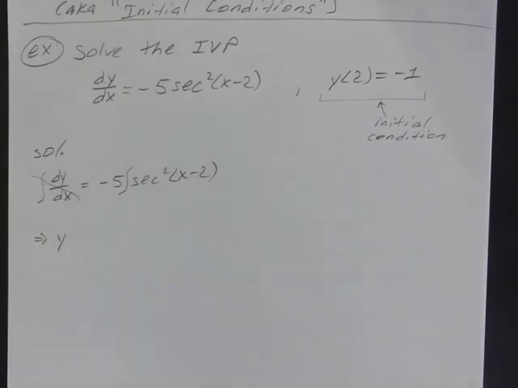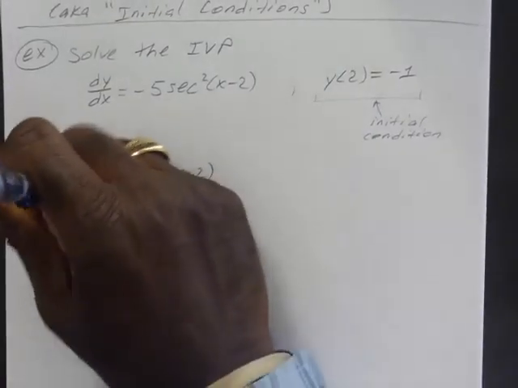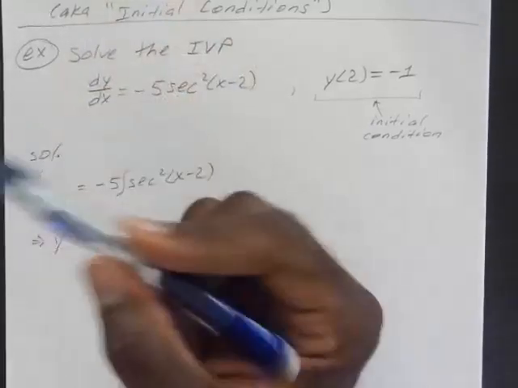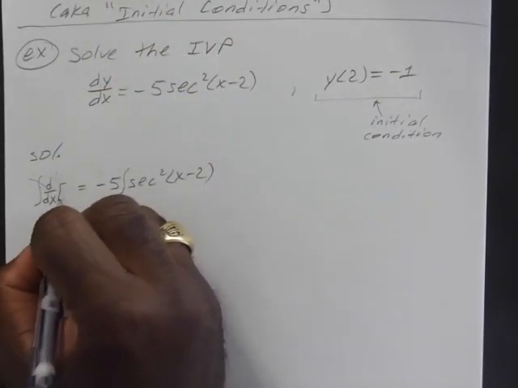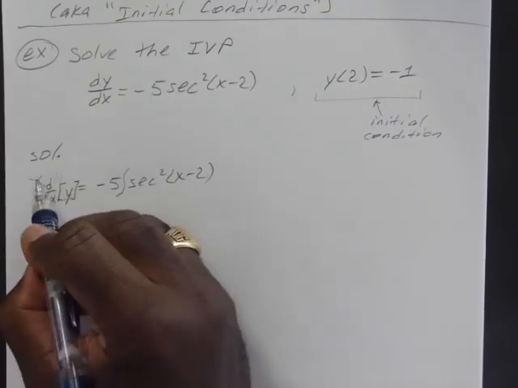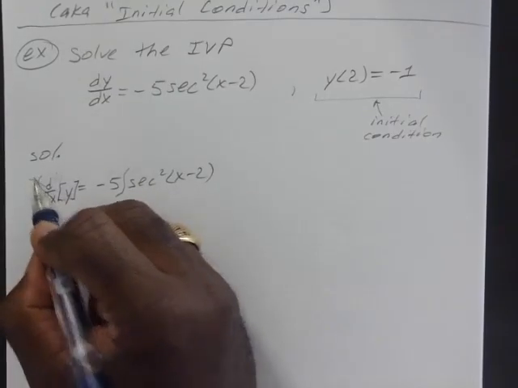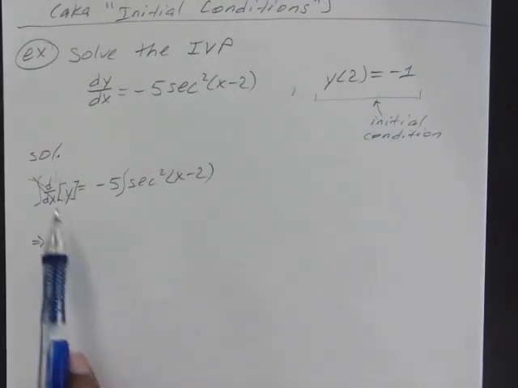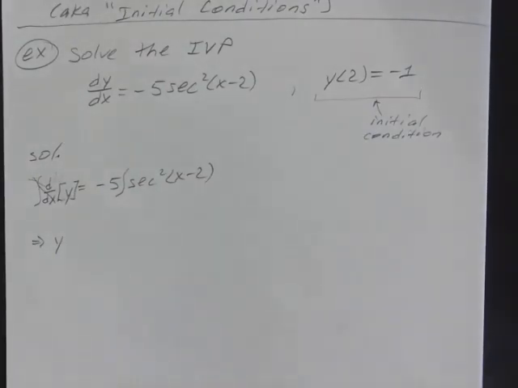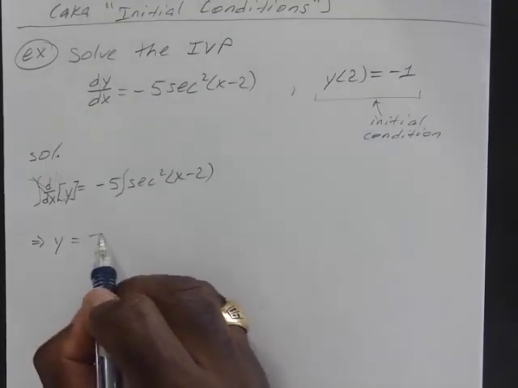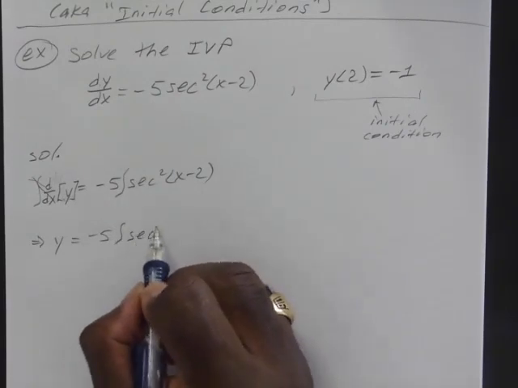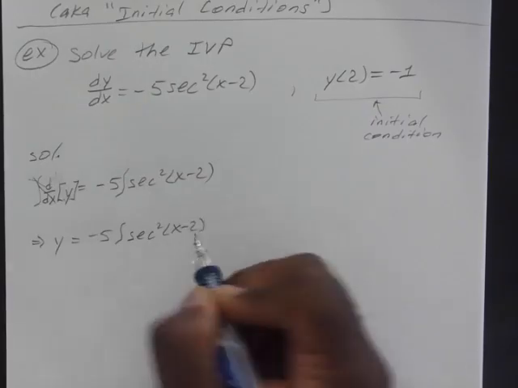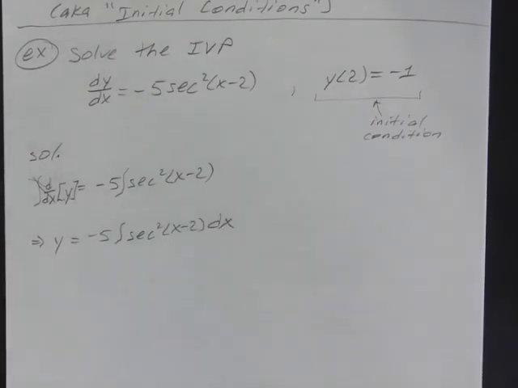And again, if you wanted to, instead of dy dx, just to give you an idea that might help, you can write the derivative with respect to x of y, where your d dx and your antiderivative cancel out, leaving just the y. But either way works. And that's equal to -5 times the antiderivative of secant squared of x minus 2 with respect to x.